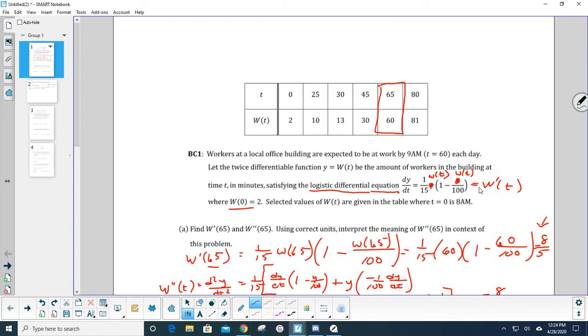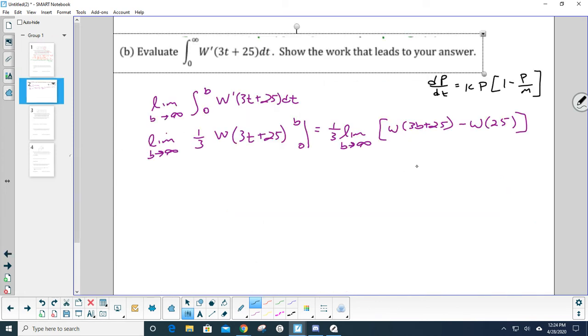So what I know, and I'll be honest with you all, I didn't realize that until I started doing this problem. I was good doing the work until I got to here, and I thought, what do I do with this? Because I have 1/3 of the limit of this. But remember, b is going to infinity, and logistics flatten out at a number. They flatten out at the number that's right there.